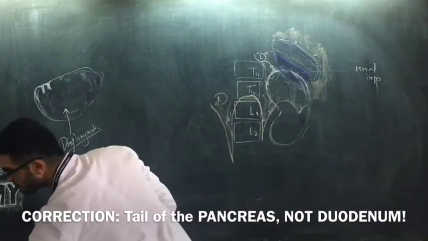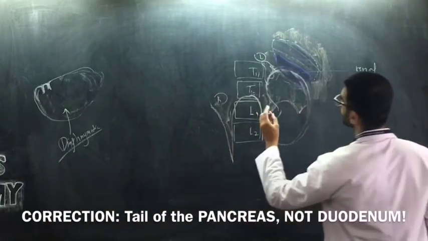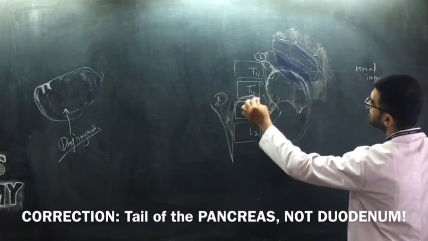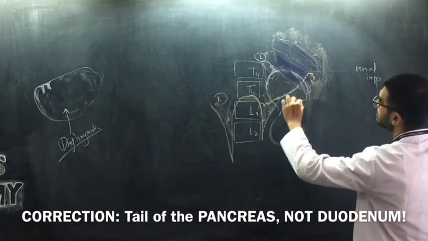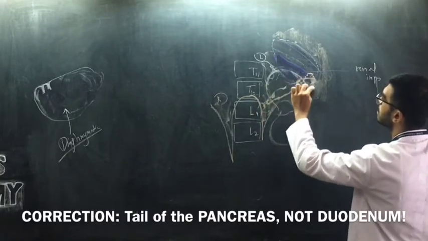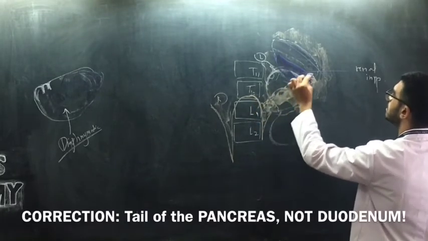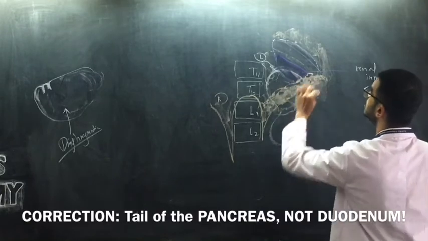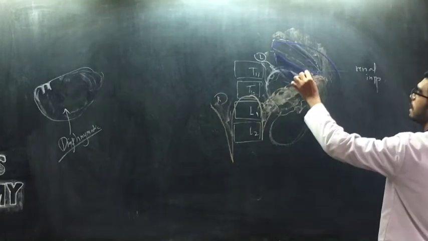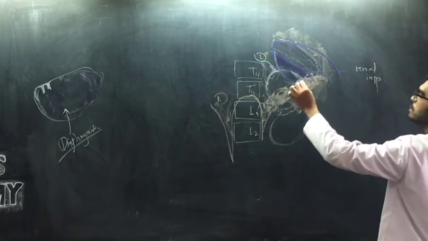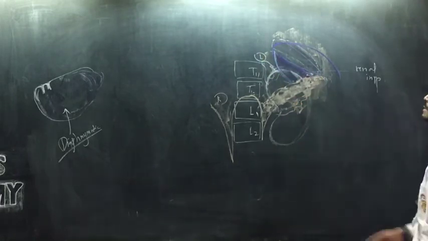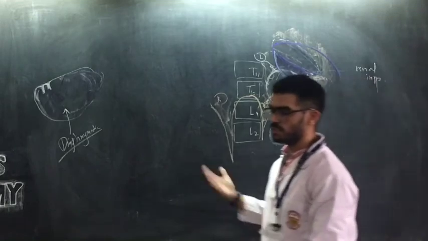Then somewhere over here you also have the duodenum, and the tail of the pancreas eventually finds its way to the hilum. So somewhere over here, the tail of the pancreas, sorry. So this region is the hilum, and that is related to the tail of the pancreas, correct? And this entire region is related to the stomach.